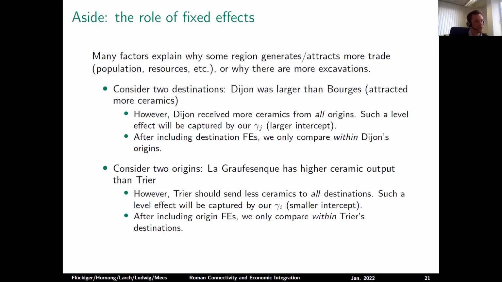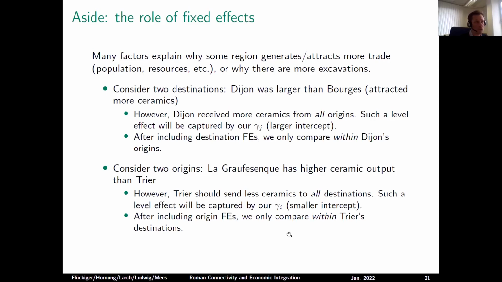Obviously, we have production sites that are much larger, like La Graufesenque, the most important production site, much larger than, for example, Trier, which is just a minor production site in our data set. And so it's clear that Trier is sending less ceramics to any destination. And since we don't want to measure that, we also have a different intercept for all the trading partners with Trier. So we trace out these fixed effects and different means with any destinations for Trier.